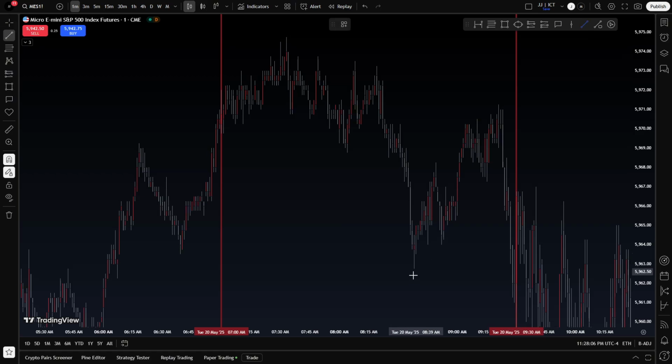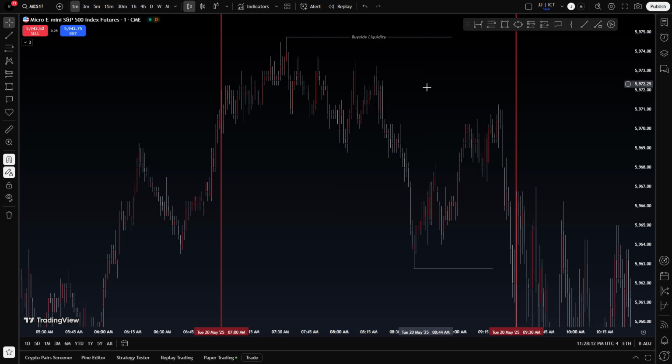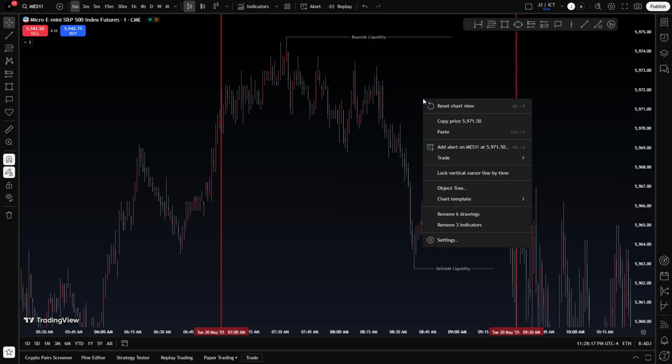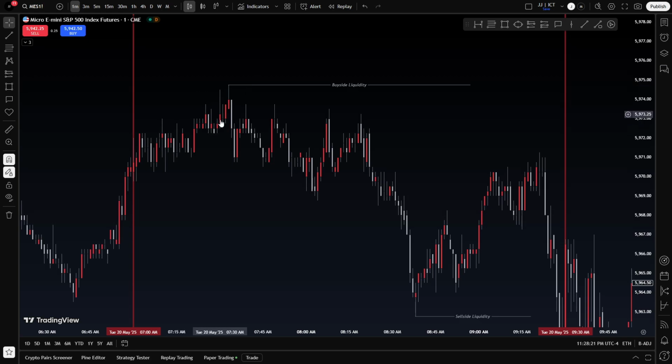Like I said. So here's the low of pre-market, and here is the high of pre-market. So we got buy side liquidity up here, and then we got sell side liquidity down here. Pretty dope. So what is this? What is this right here? What is this high? Well, if you pay attention, is this a long-term high?